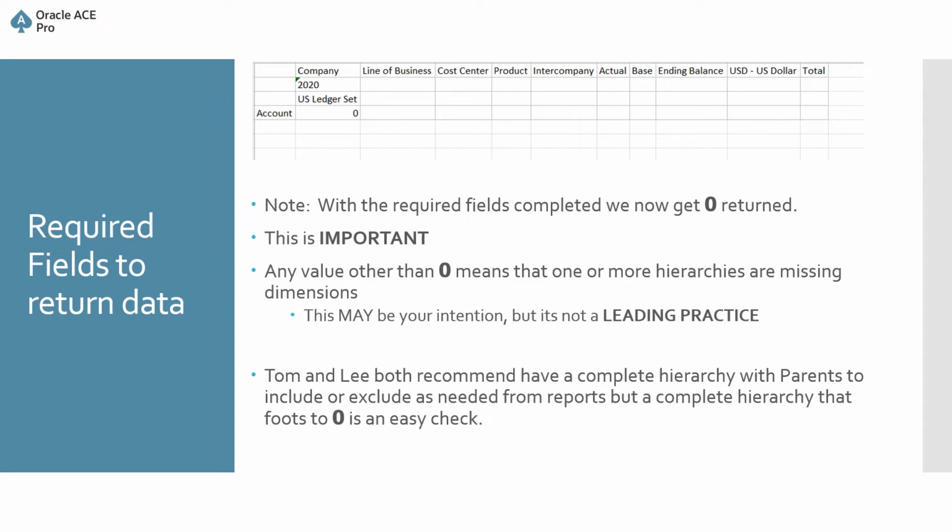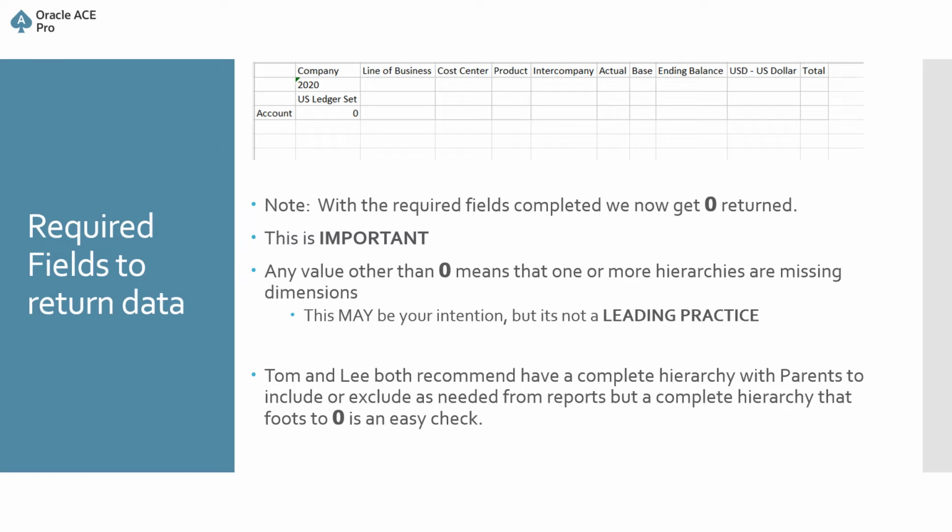All right, so if you put in your required fields to return data, if everything is set properly, and when I say set properly, if the rest of your hierarchies are complete, you should get a 0 back. And I'm going to qualify that for a second. There are a couple different schools of thought on hierarchies. Some folks will tell you that you only have the values that you need in the hierarchy.